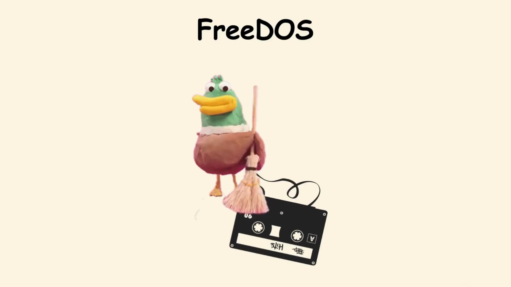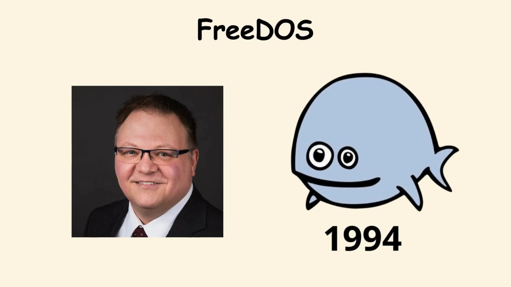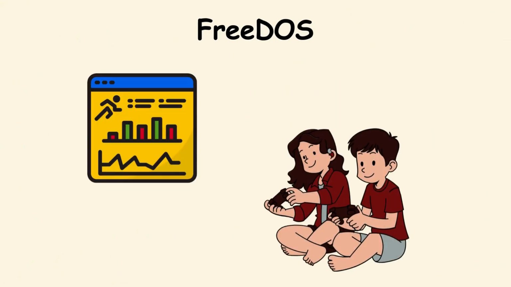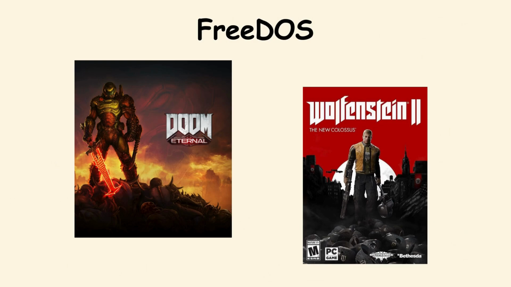FreeDOS. FreeDOS is like dusting off an old record player and finding it still works perfectly. Created in 1994 by Jim Hall as a free replacement for MS-DOS, it lets you run classic DOS software and games like DOOM or Wolfenstein exactly as they were meant to be played.